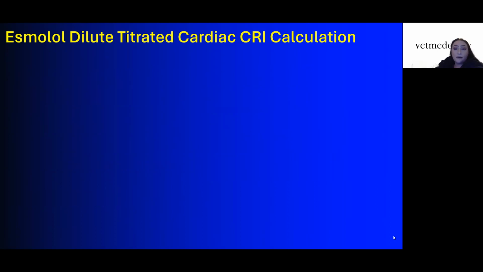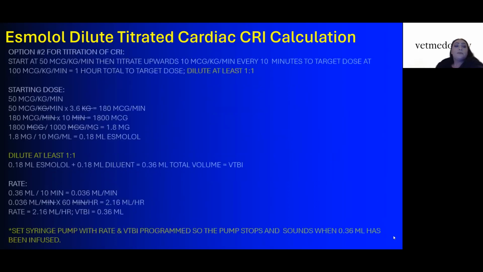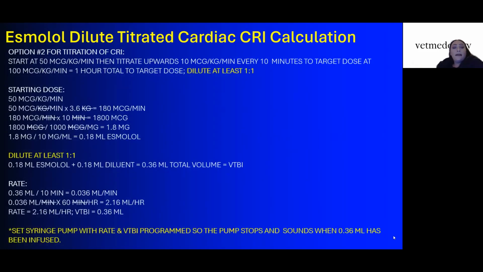So you're going to start at the 50 mic per kg per minute starting dose, and then titrate upwards 10 mics per kg per minute every 10 minutes to the target dose at 100 mics per kg per minute for 1 hour total to the target dose. And you're going to dilute everything at least 1:1. This will be 1:1. Starting dose, you want to go ahead and figure that out first.